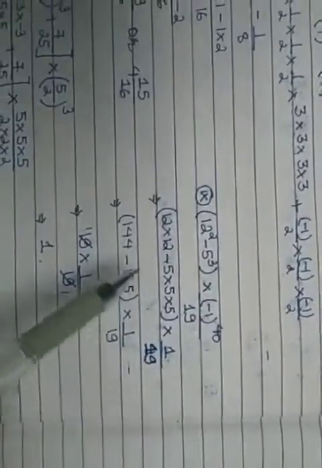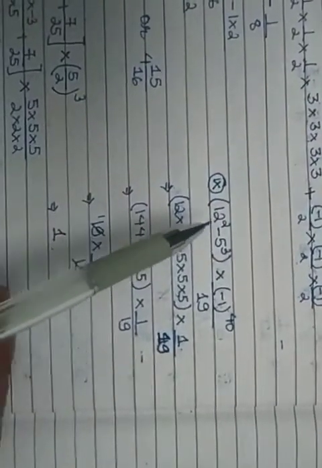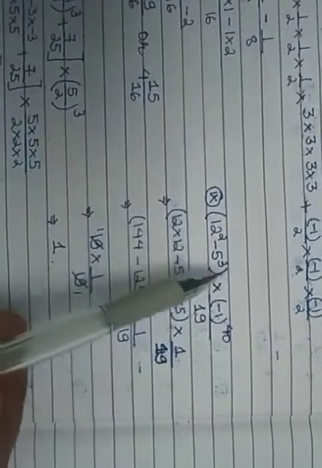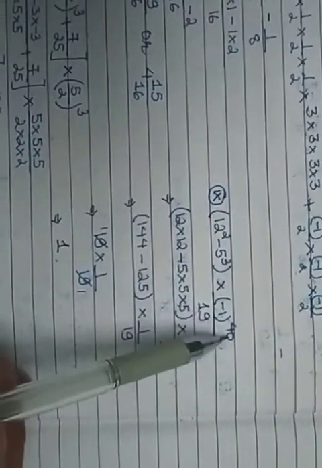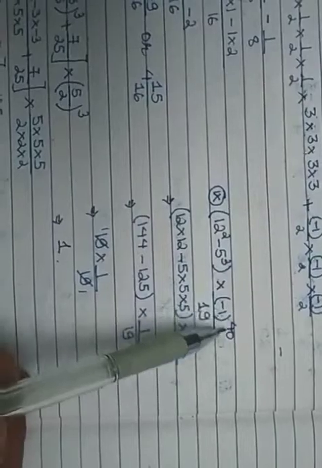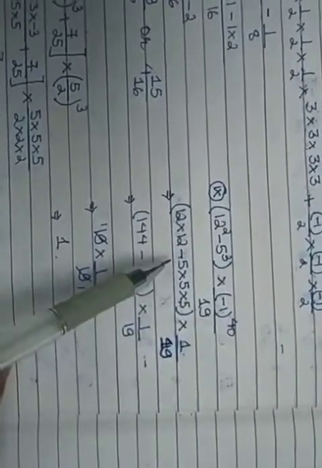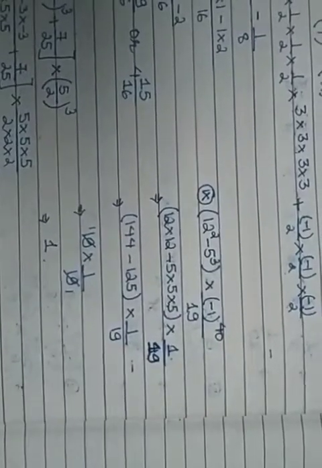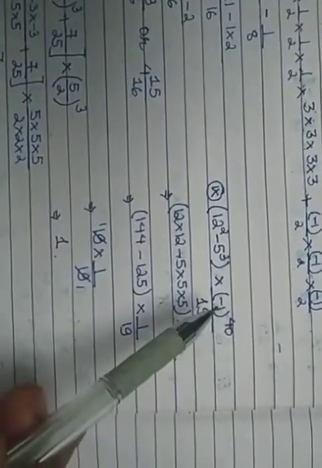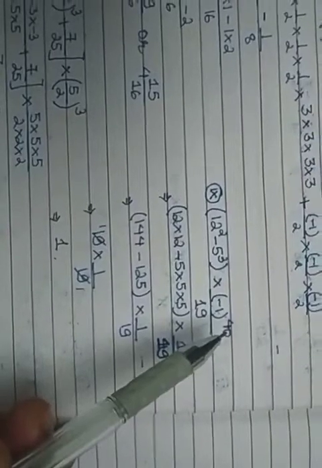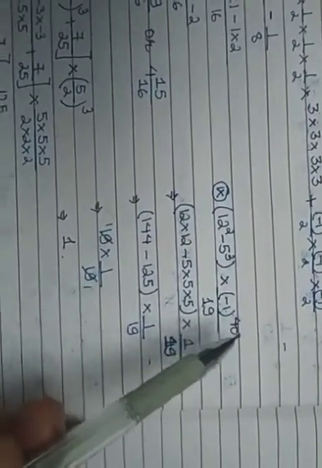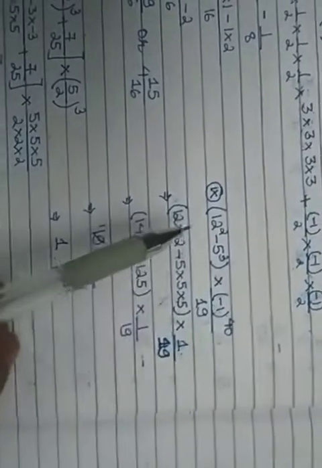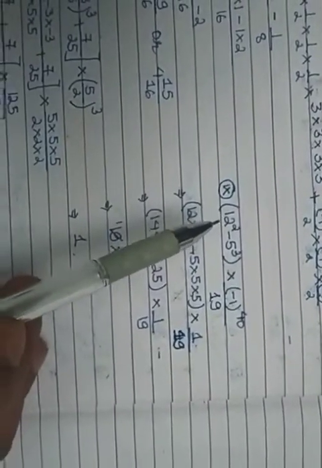So see, within the bracket, simplification. Question number 9, I got 12 squared minus 5 cubed into minus 1 to the power 40. Again, minus 1 multiplied 40 times, into minus 1 into minus 1 into minus 1. What we know? 1, no matter how many times you multiply, you will get 1. The negative with an even number exponent: 40 is an even number, isn't it? So it will change to positive. Simple, isn't it? So that is why the basic key points are very important.